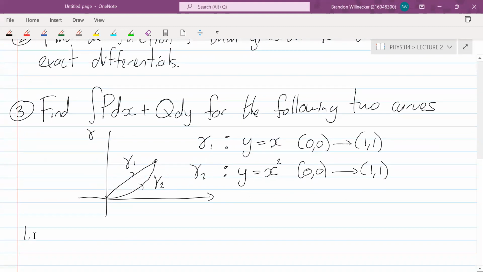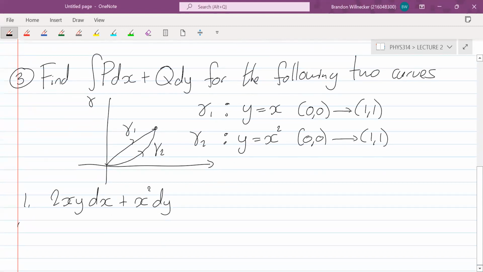So for number one, it's 2xy dx plus x squared dy. And for number two, it's going to be x squared dx plus x cubed y dy. Let's just throw in a third one here, x dx plus y dy.